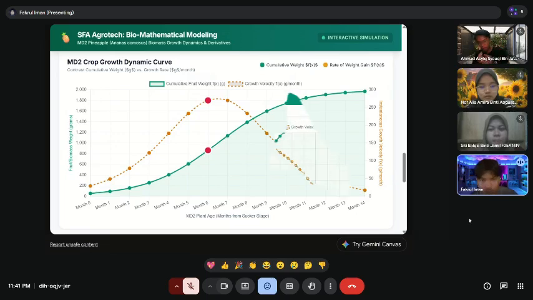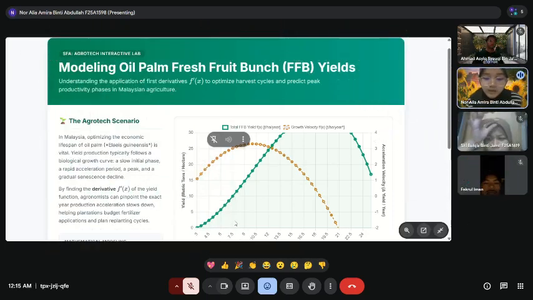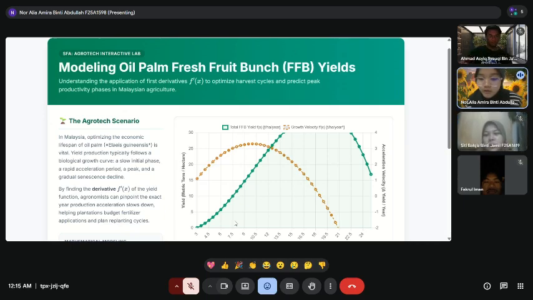Thank you very much. Hi everyone, my name is Alia Amira binti Abdullah, matric number F25A1598, and today I will be presenting our agrotech simulation project on modeling oil palm fresh fruit bunch yield.